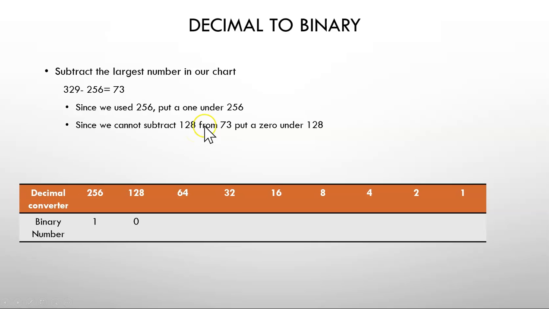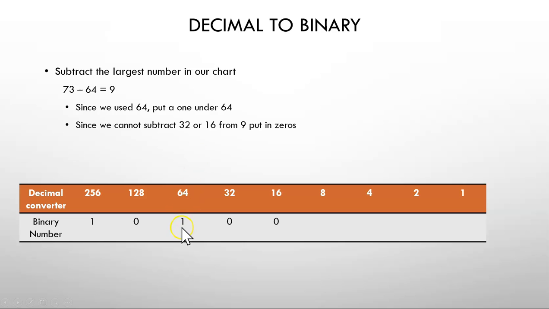Now, the first thing we do is we subtract from our number the largest number in our chart, which is 256. So 329 minus 256 equals 73. We put a 1 under the 256, and then we move on. Now, we can't subtract 128 from 73 without getting into negatives, so we put a 0 under the 128. We move on to the 64. Well, of course you can subtract 64 from 73, so we put a 1 under the 64. Go ahead and do the subtraction. 73 minus 64 equals 9.